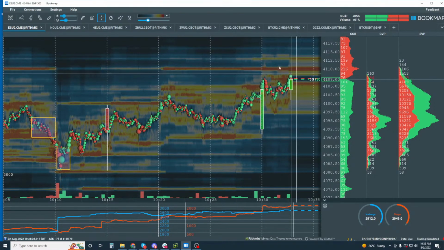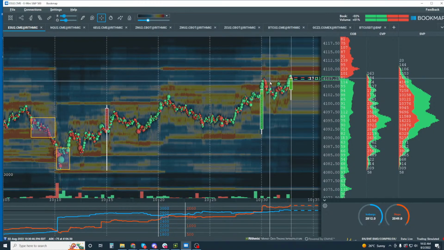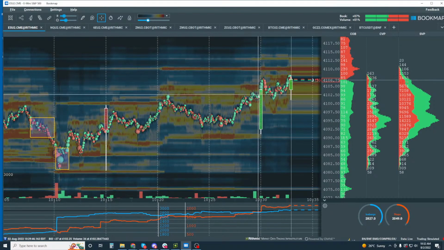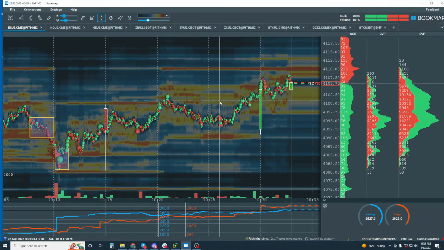Okay, now this is not a recommendation or a trade calling room. These are considerations of reading the order flow and how you may consider managing this.